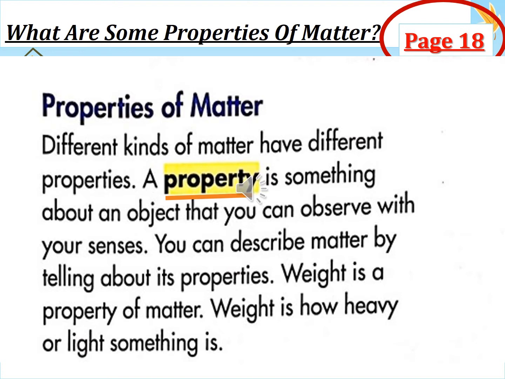Do you still remember your five senses? All right. These are your sense of sight, sense of hearing, sense of smell, sense of taste, and sense of touch. Great. You can describe matter by telling about its properties. Among those properties, the number one is weight. It is a property of matter. Weight is how heavy or light something is. You can measure weight with a scale.